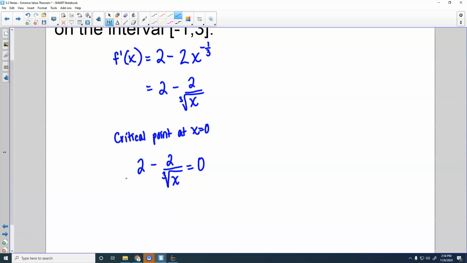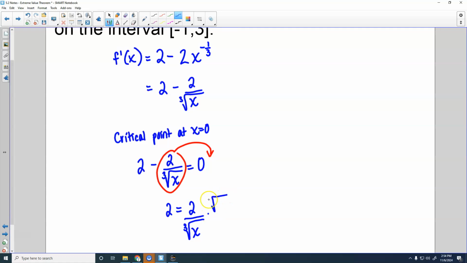So I would probably just move all of this over to the other side, which will make it positive. So you'll get 2 equals 2 over the cube root of x. What would you guys do next?